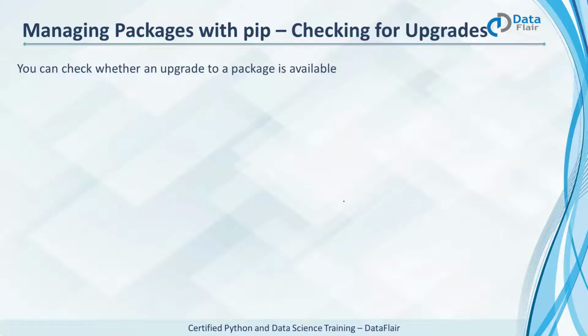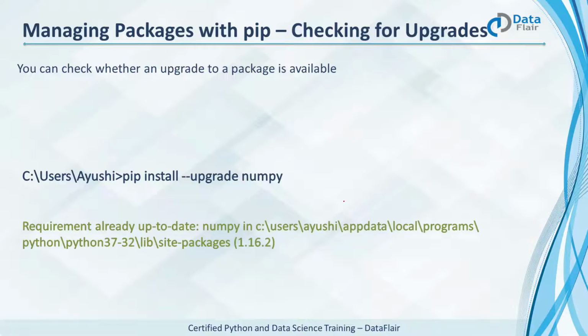If you're using a certain version and are curious about a better version of it, you can check for an upgrade. You can do this using the upgrade option and it checks for a newer version. Since we've already installed the latest version of NumPy, our requirement is already satisfied. What if it wasn't? Go do this on your machine and find out.